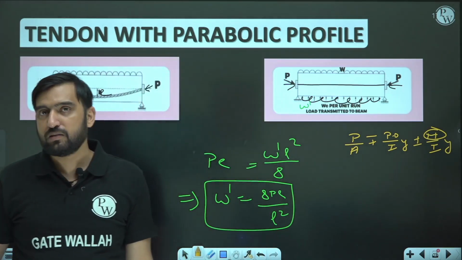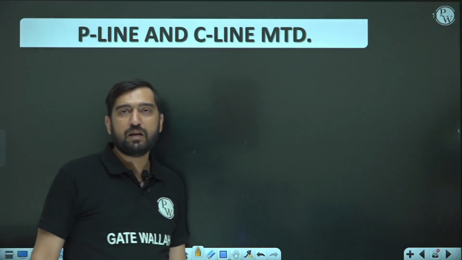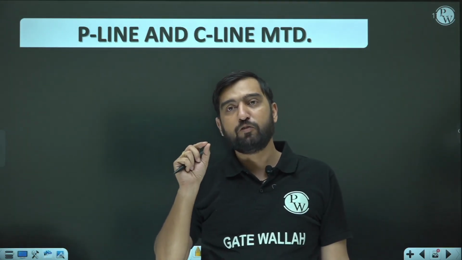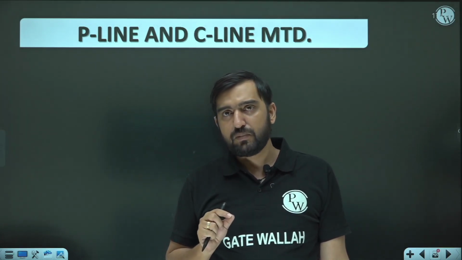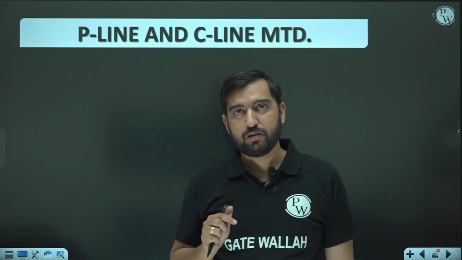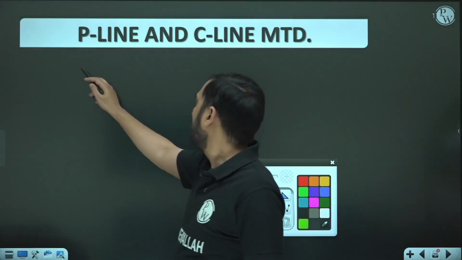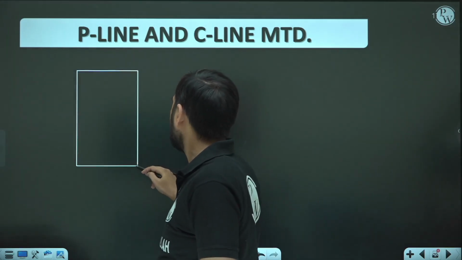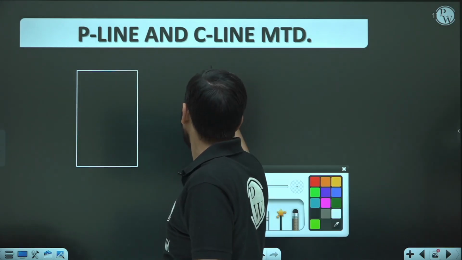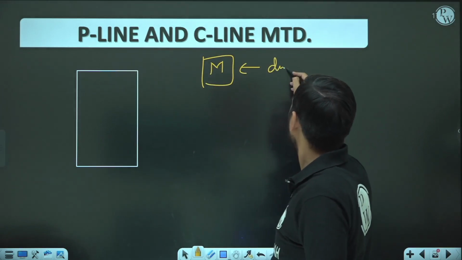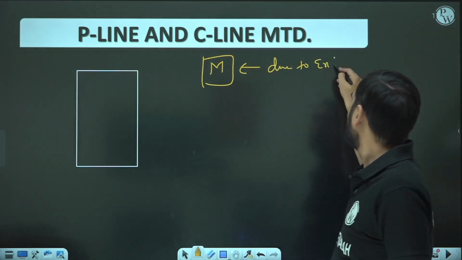Now the last is the P-line C-line method, and in this method they are trying to find the locus of compressive thrust. Like we do have a cross section here, and it is subjected to some bending moment M. This M is the bending moment due to external load.